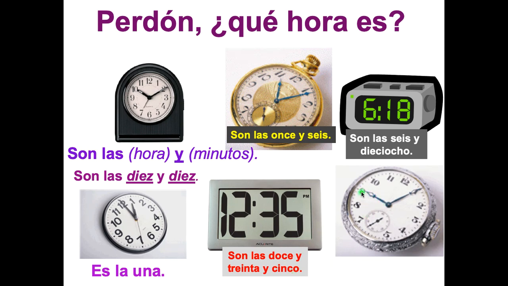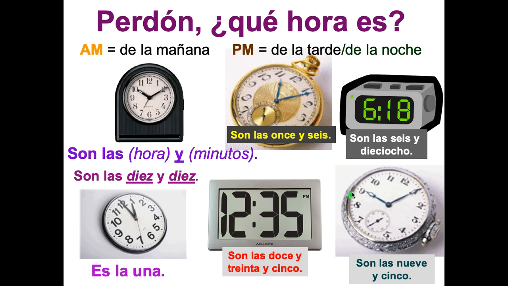Here, the small hand is on the 9 and the long hand is at the 5 minutes. Okay, so here you would say what? Go ahead and turn to your partner. Okay, here's the answer. Son las 9:05. Okay, isn't that pretty easy? Okay, well, let's see if you can try it out.